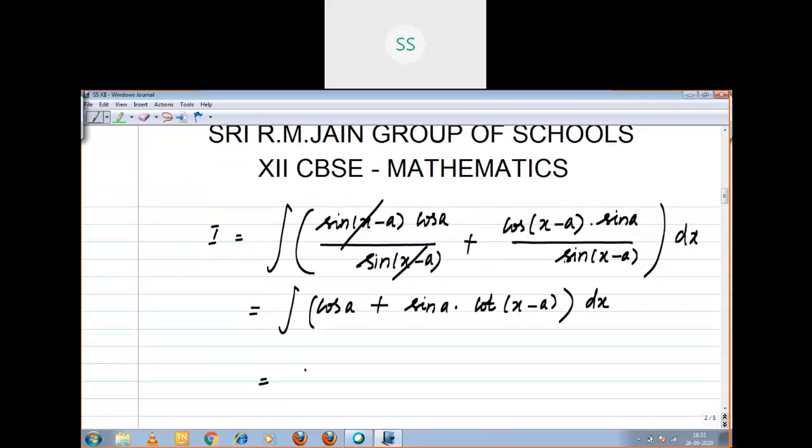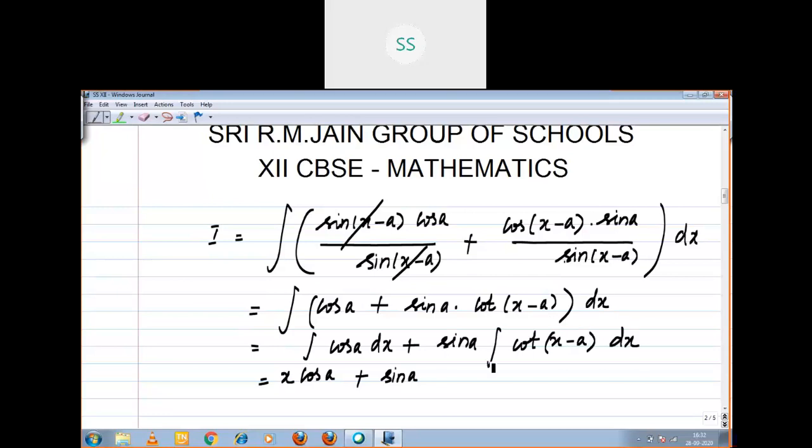Now it is equal to cos a x into cos a. First part, cos a integral dx, plus sin a constant you should take it out. Integral, if you want you write one more step: cos a into dx plus sin a into integral cot(x minus a) into dx. Now what is the integration of cot x dx?